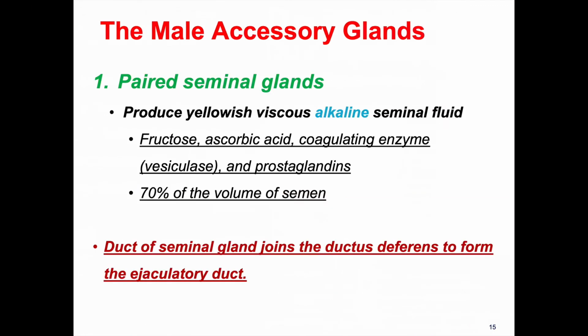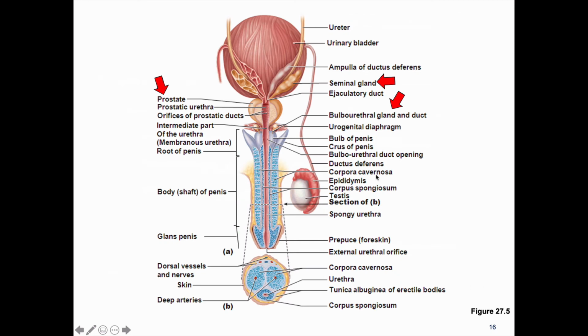Then as I told you, there are paired seminal vesicles, okay, which produce yellowish viscous alkaline seminal fluid, which is rich in fructose, ascorbic acid, coagulating enzymes, and prostaglandins, 70% of the volume of the semen, okay. So the duct of the seminal gland joins the ductus deferens to form the ejaculatory duct. So this is the ampulla of vas deferens, this is the seminal vesicle, and it is joining the ejaculatory duct here, and this is called the prostatic urethra, okay.